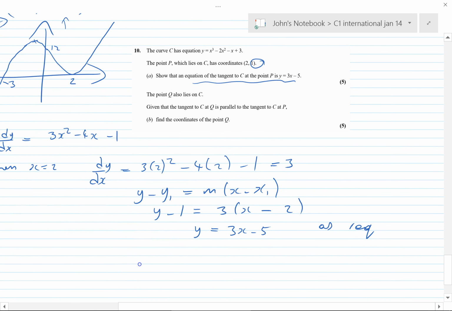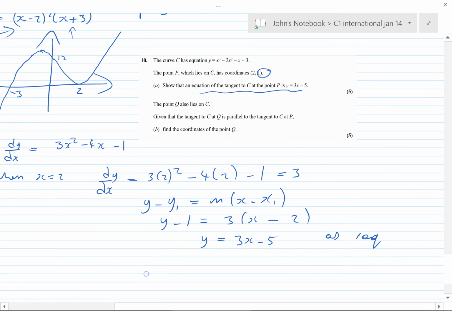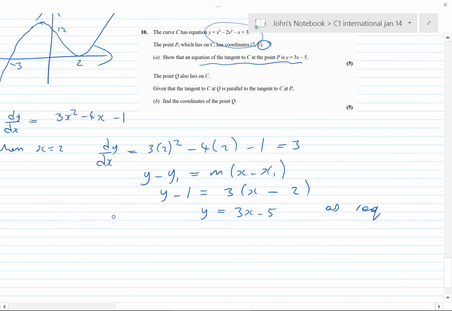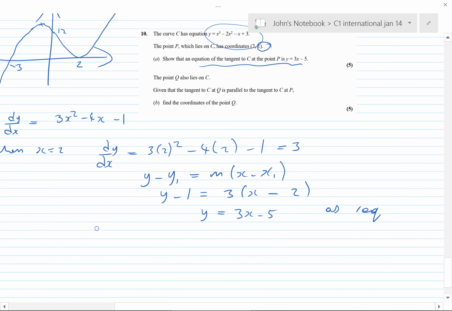It says the point C also lies on C. So what we've got is a tangent at the point 2, 1 for this cubic, a different cubic to the one before, which also meets again. So what we need to say is that, no, sorry, it doesn't. It says the tangent is parallel to C. It doesn't say it meets it again. I was thinking of a different question. So it says it's parallel to the tangent. So we want, if it's parallel, the gradient equals 3.